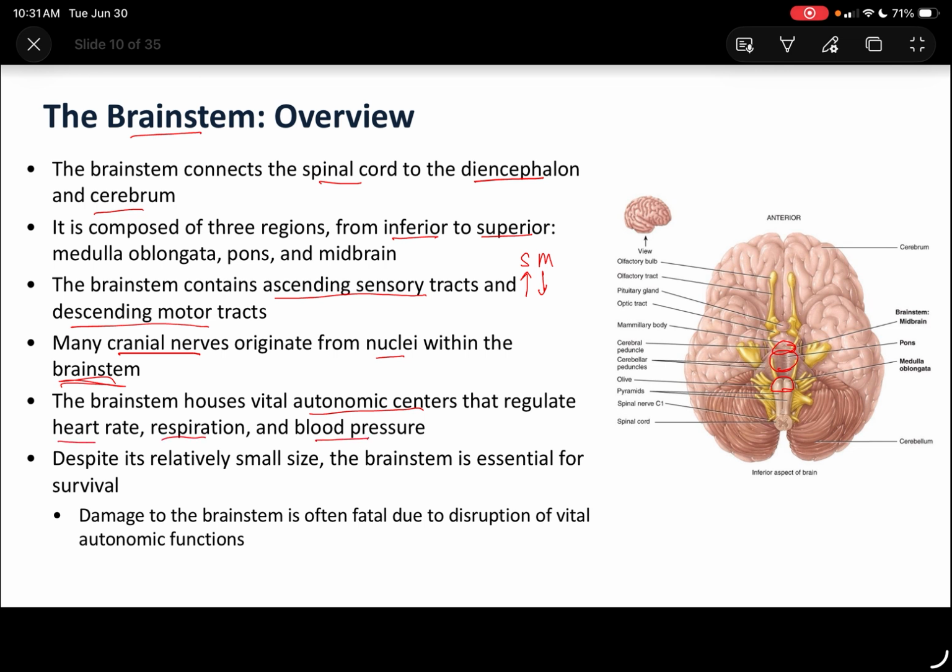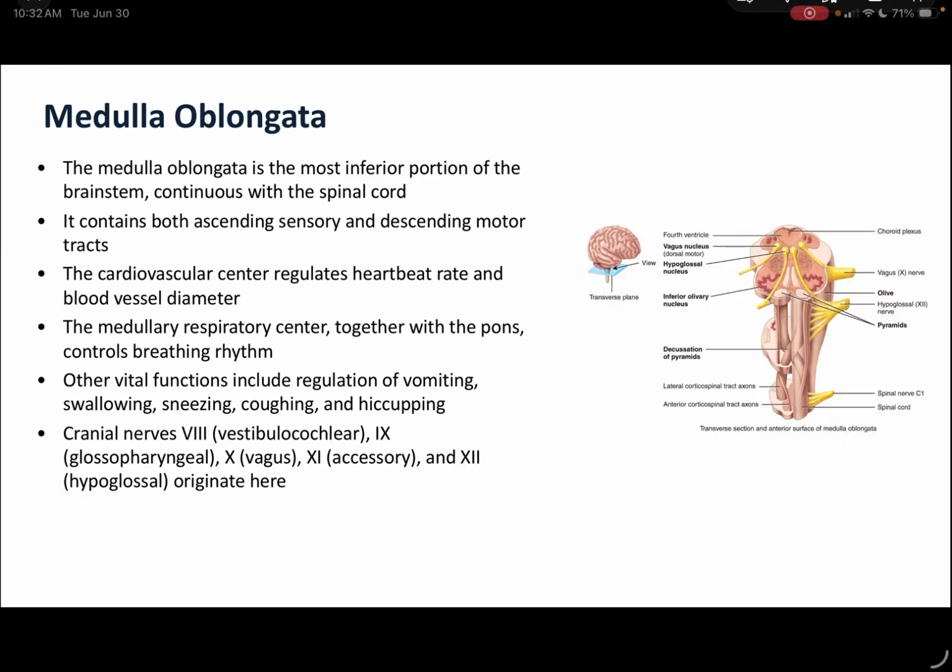And that being said, if you do any kind of damage to our brainstem here, this is oftentimes fatal due to the fact that we are having these crucial autonomic functions being regulated at this level. And so despite, again, it's a relatively small size on the grand scheme of the whole brain, this is really, really crucial for survival of the whole organism.